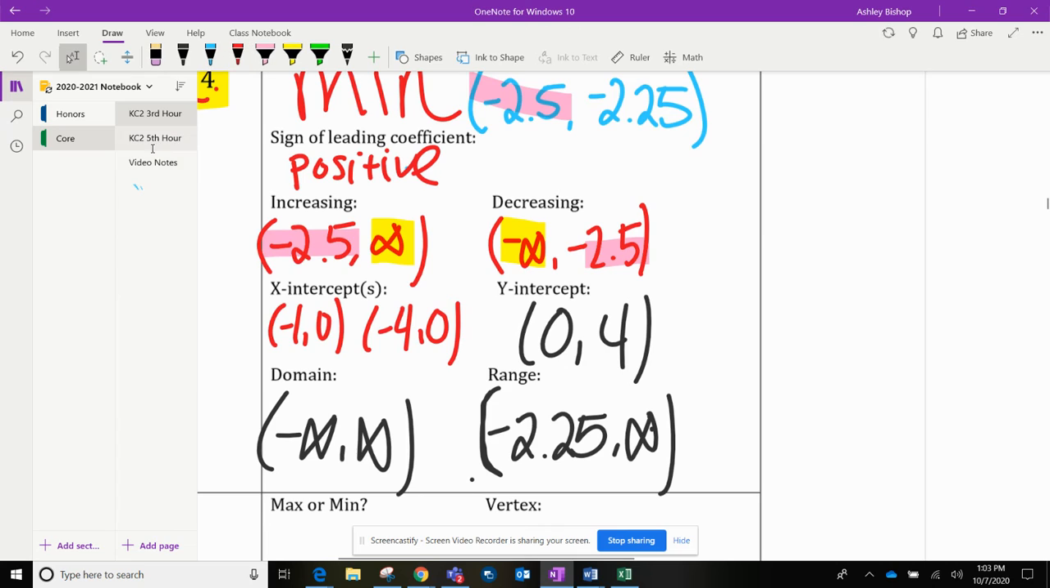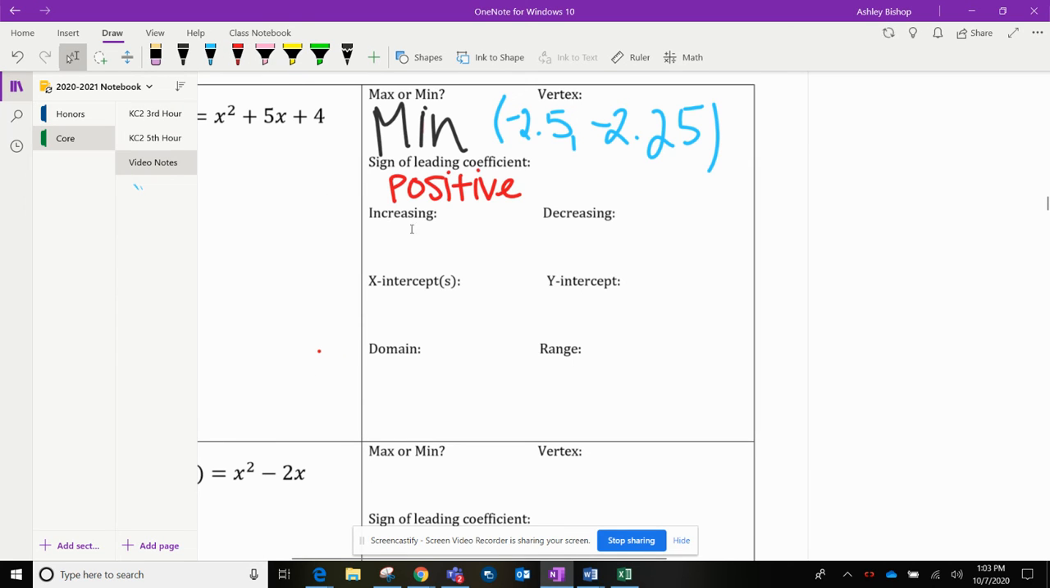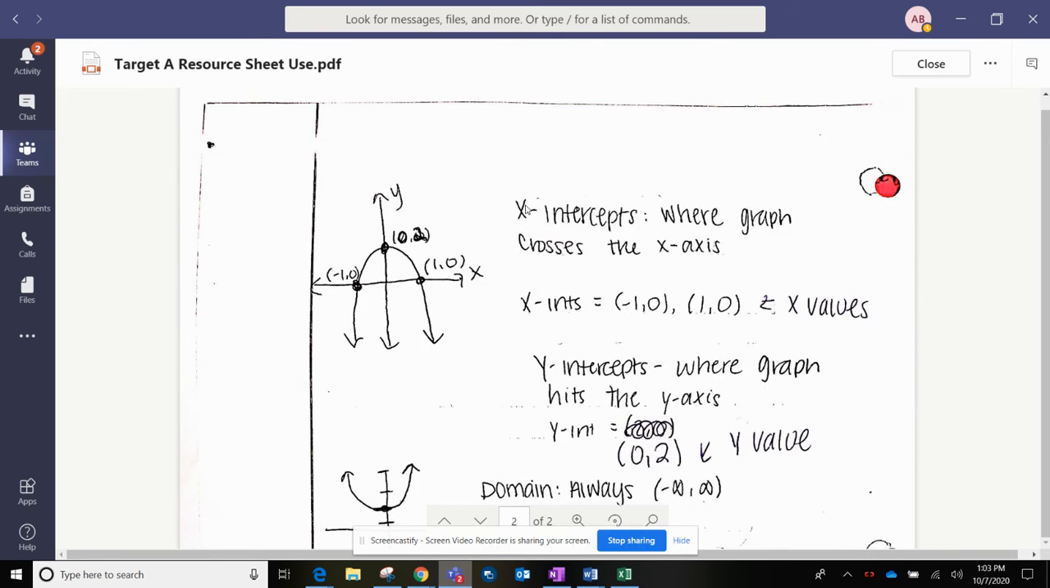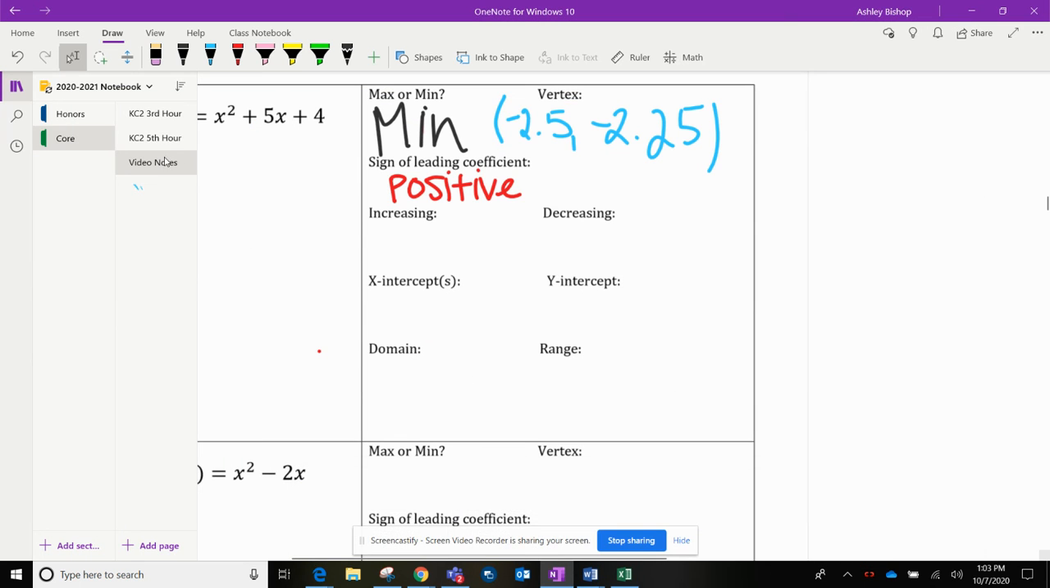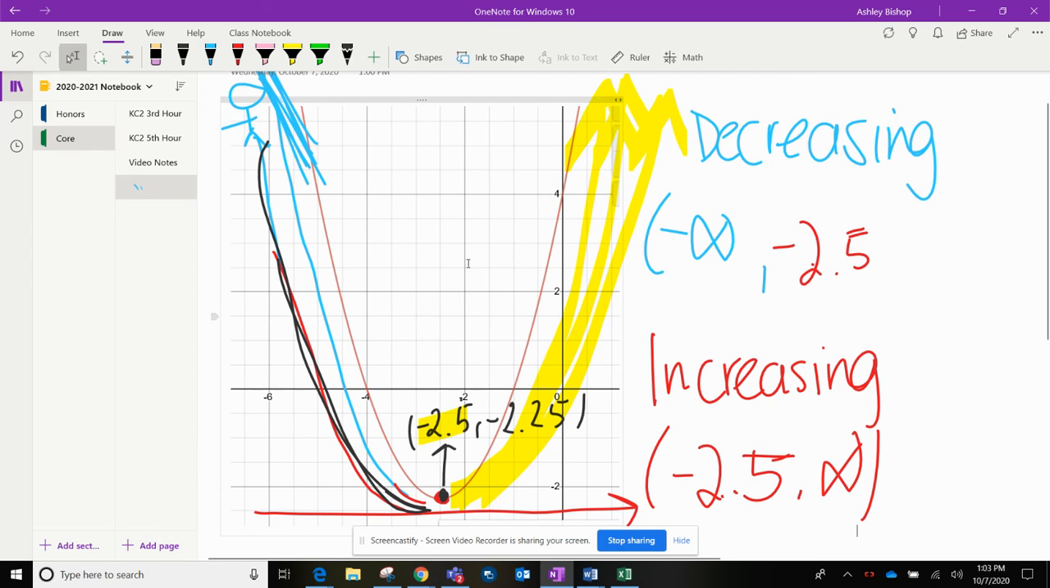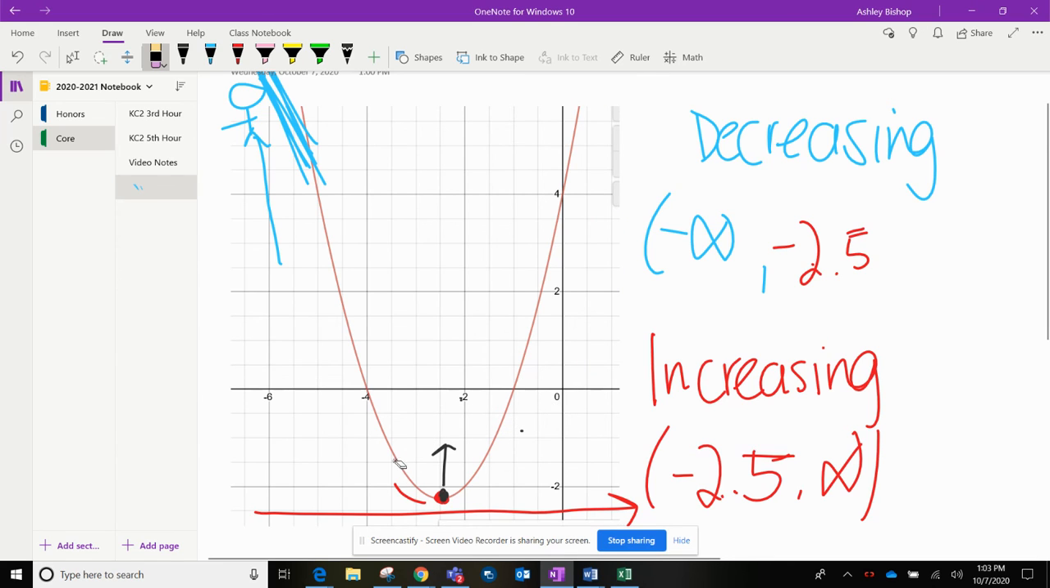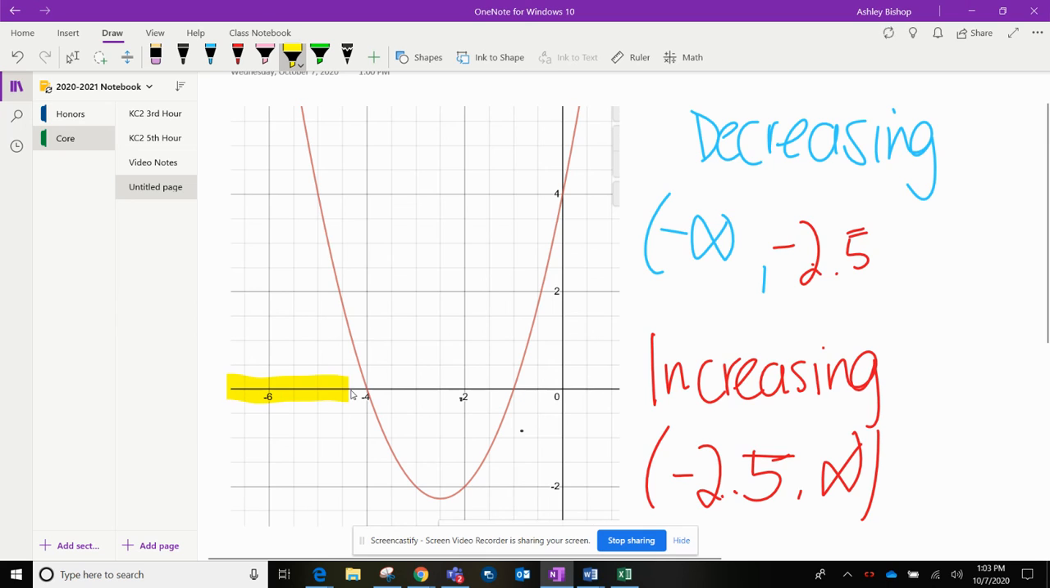I'm going to go back to my notes then. I just did that, so fill that in. My x-intercepts, look on your cheat sheet for what your x-intercepts are. So go find it. Oh, here they are. X-intercepts are where your graph crosses the x-axis. So your x-axis, if I erase all this, my x-axis is right here. This is my x-axis. It's going left to right. And my x-intercepts are where my graph reaches my x-axis.